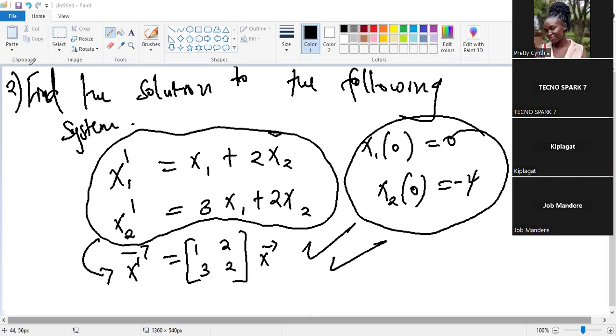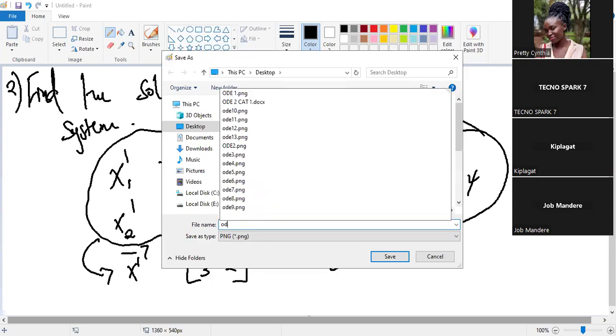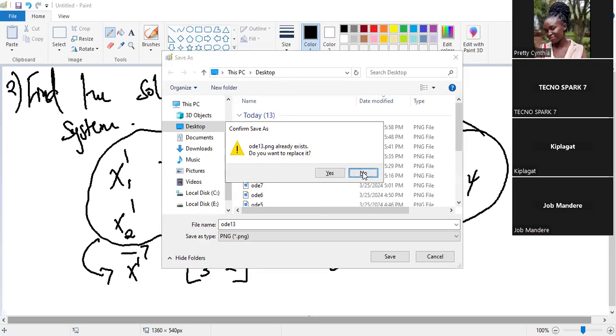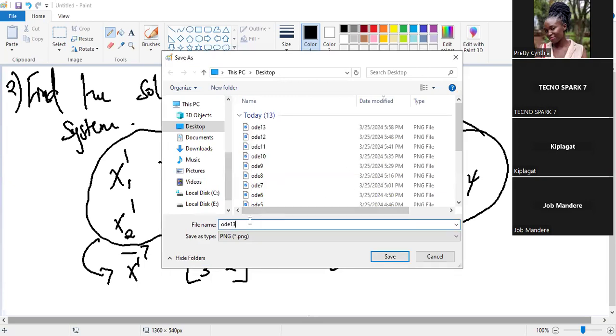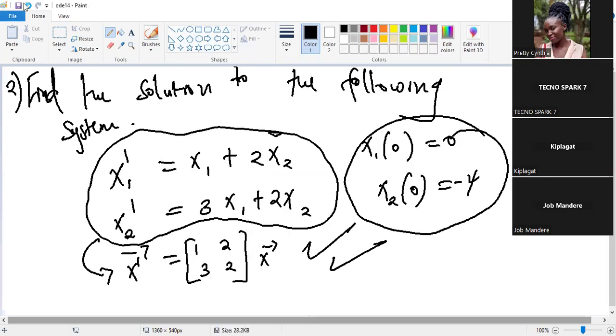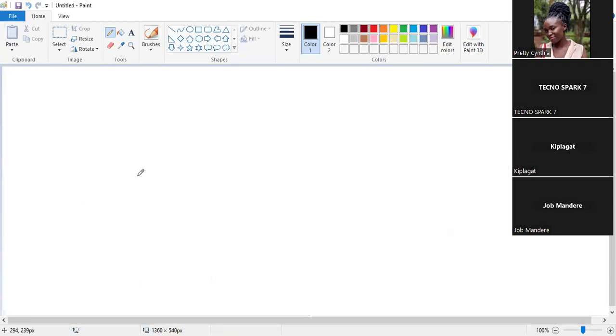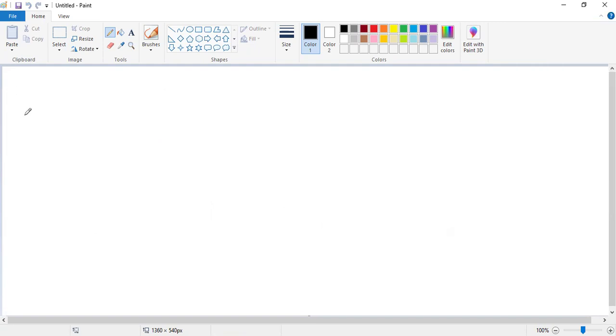Let's do another question. Question number 3. Okay, so next question. Let's see. So next question, solve the following initial value problem.